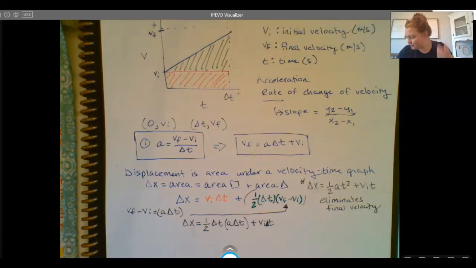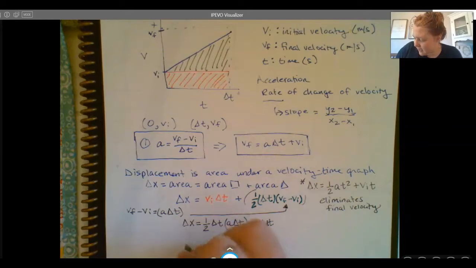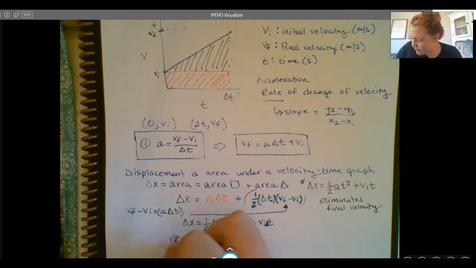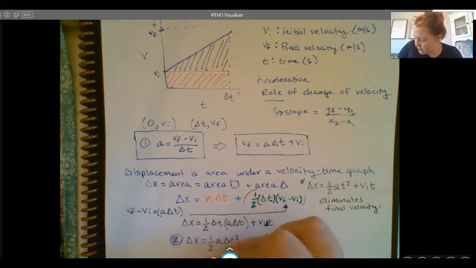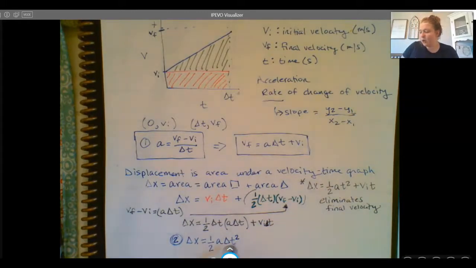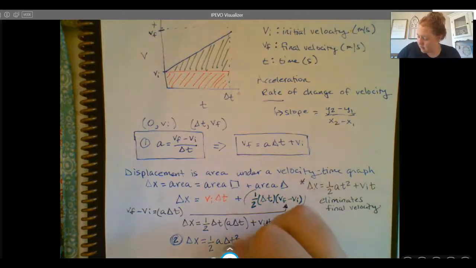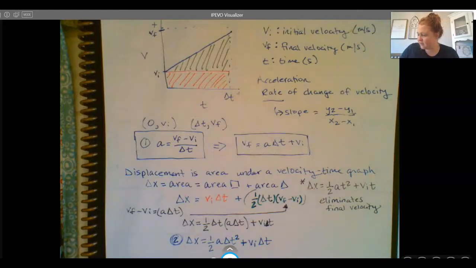All right. So now we should be able to see how this morphs into our equation. Delta x equals 1/2 a delta t squared. This is the whole time squared. It's not the acceleration squared. Plus our initial velocity times delta t.